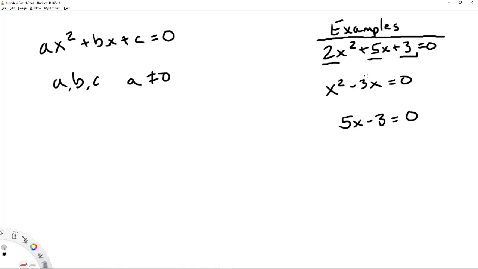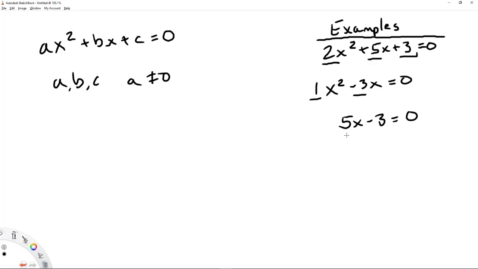x squared minus 3x equals 0 is also a quadratic equation. For the a value, it's 1, however, we do not usually write 1x squared. Negative 3 is the b value, however the c, since we can't see it, that means c is equal to 0, but that still means it's still a quadratic equation.